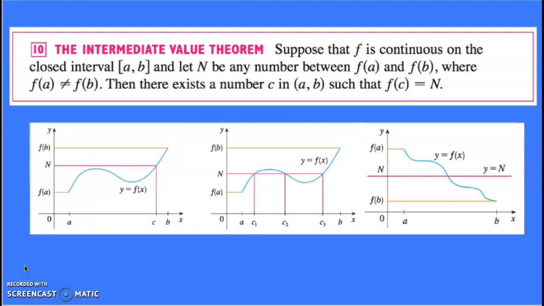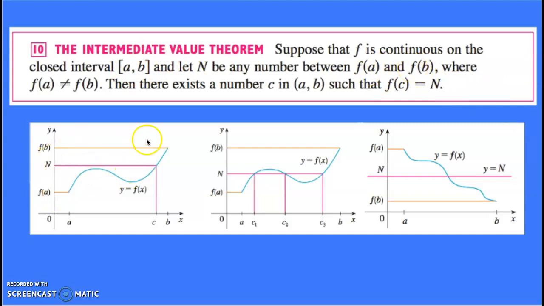The intermediate value theorem. Suppose that a function is continuous on the closed interval a to b, and let n be any number between the y value for a and the y value for b. And these y values should not equal each other. If that is all the case, then there exists a number c between a and b, between your interval, such that the y value is equal to n. So that means such that the y value is between these y values. So if we have a continuous function with two x values, there's an x value between those x values that is between their y values.